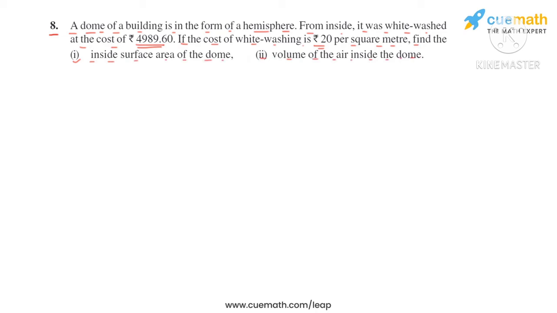So they have given the total cost of whitewashing a dome from inside. Then the rate is also given, it is rupees 20 per square meter, and then they are asking, first find the inside area of the dome, second then find the volume of the air inside the dome.